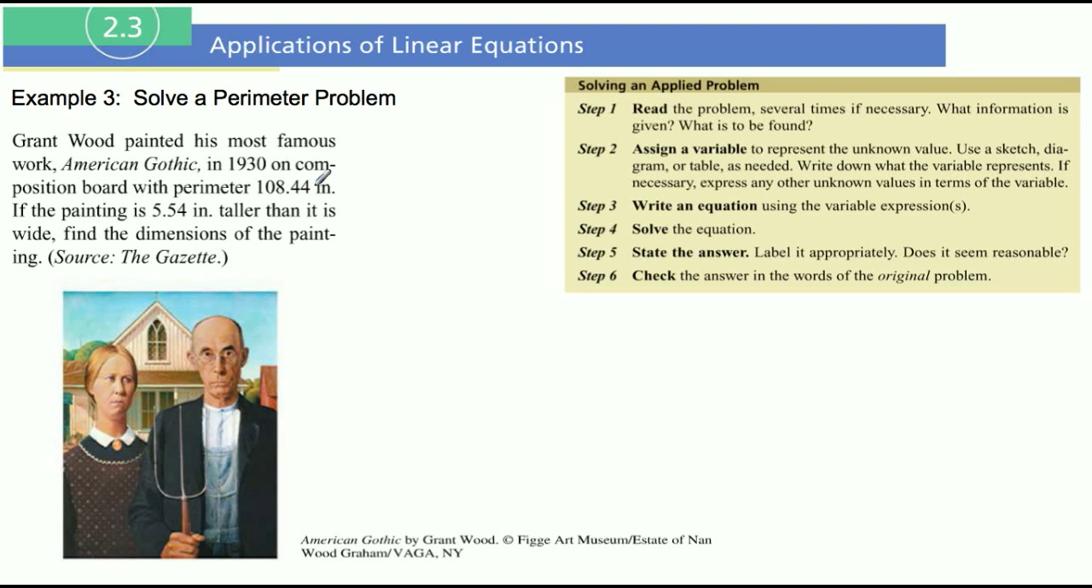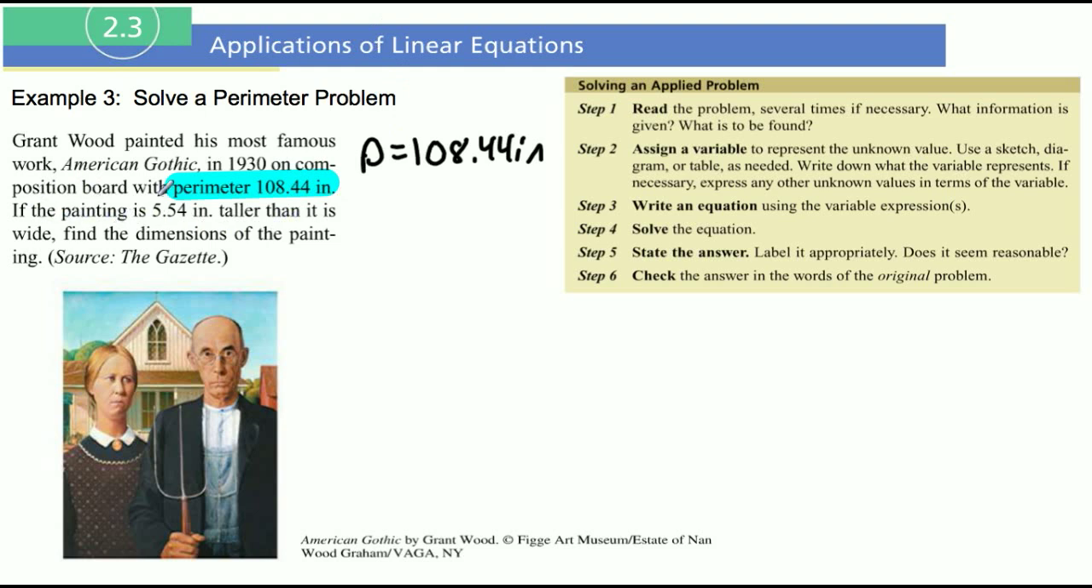You can highlight, but for example, I know that the perimeter is 108.44 inches. Now you could have just copied down the whole problem and said, oh, it has a perimeter of 108.44, but I like to write it out. Okay, what information does this problem give me?